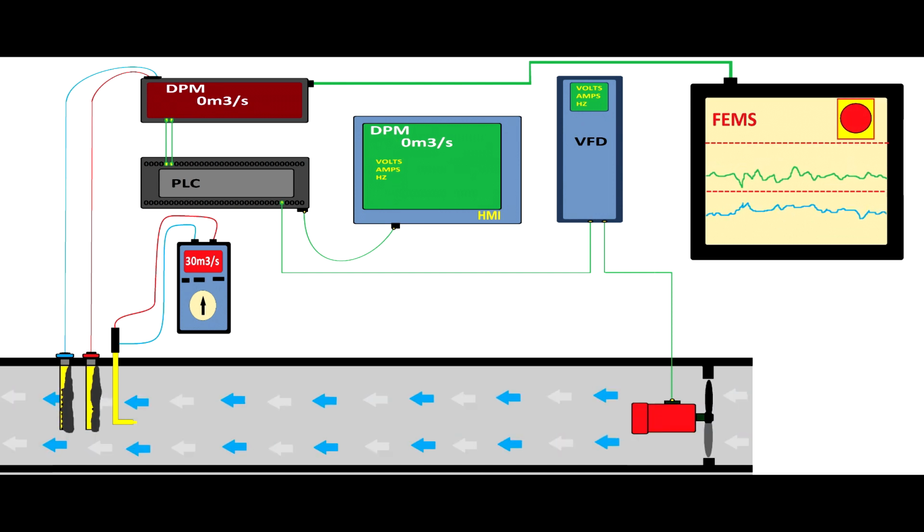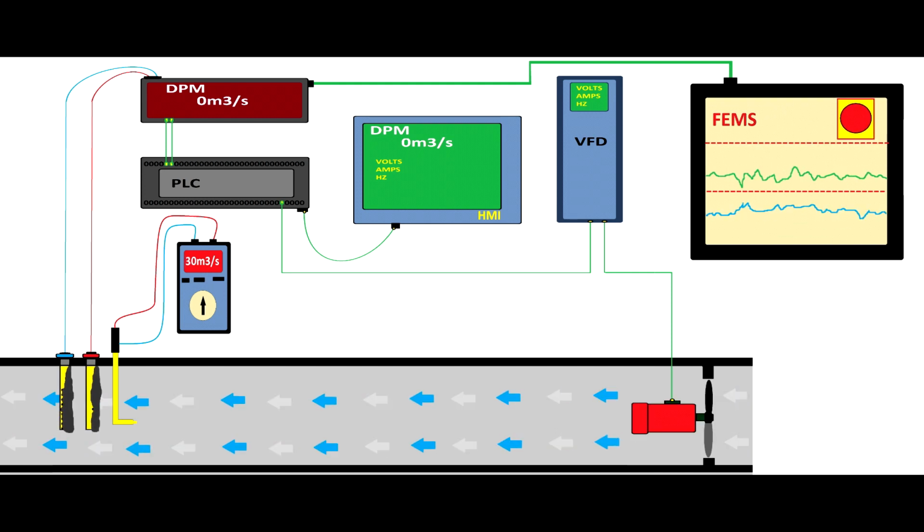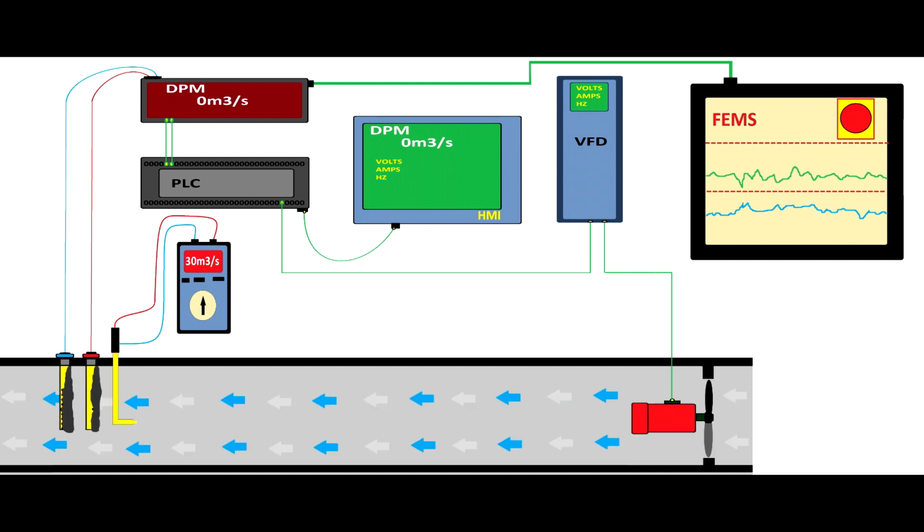When tubes are contaminated, you will see that the DPM, the HMI and the FEMS have a different value than the calibrated tool. They read different values because the pitot tube which sends data to the calibrated tool is not contaminated, while the other two are. And then we have a false alarm and an incorrect reading.